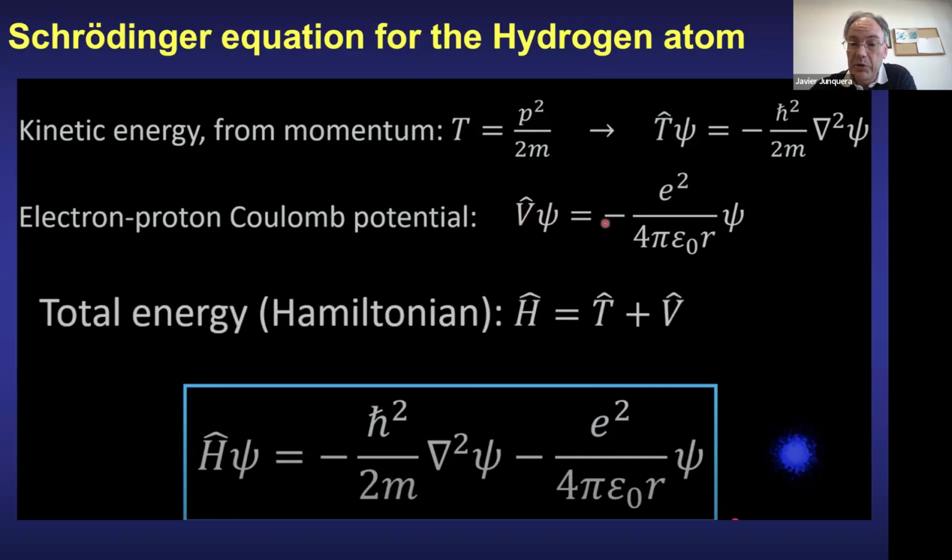So this is an attractive potential. That's the origin of this minus sign here. And it takes the shape of a Coulomb operator. That means e squared, where e is the electronic charge of the electron, divided by 4 pi epsilon 0 r, where r is the distance between the electron and the nuclei. So therefore, my Hamiltonian operator takes the shape that is here.